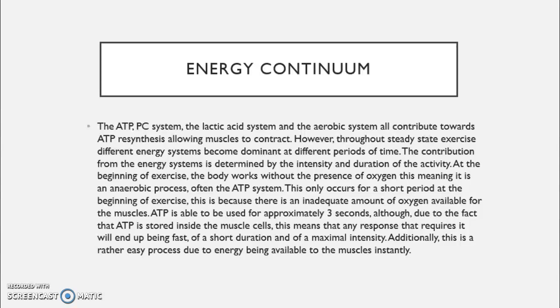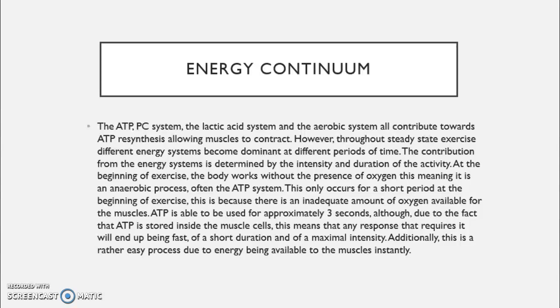So when the exercise begins, the body works without the presence of oxygen. So this means it's in an anaerobic process. Anaerobic means without oxygen. So this will be done often in the ATP system. So this occurs for a very short period of time at the beginning of exercise, and there's an inadequate amount of oxygen available for the muscles, which is why it occurs.